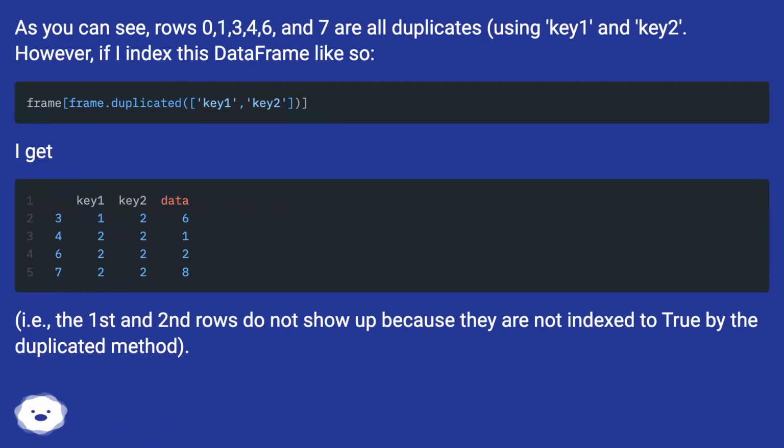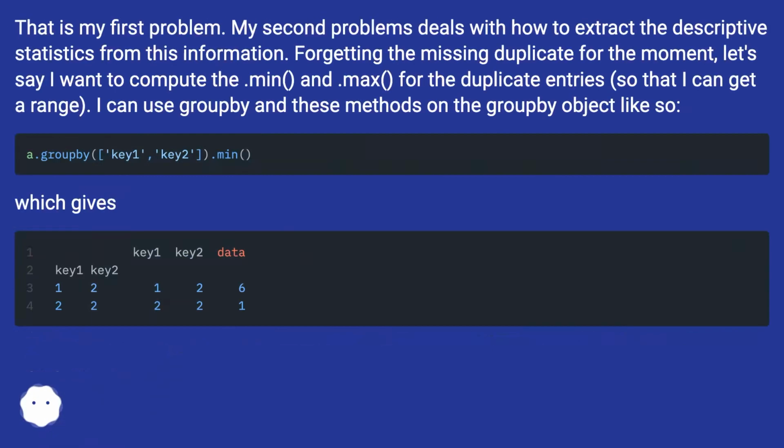As you can see, rows 0, 1, 3, 4, 6, and 7 are all duplicates, using key1 and key2. However, if I index this DataFrame like so, I get, i.e., the first and second rows do not show up because they are not indexed to True by the duplicated method. That is my first problem.